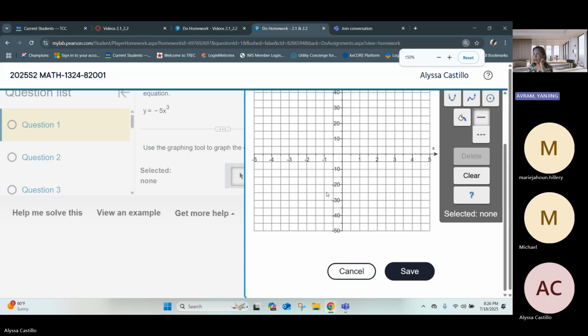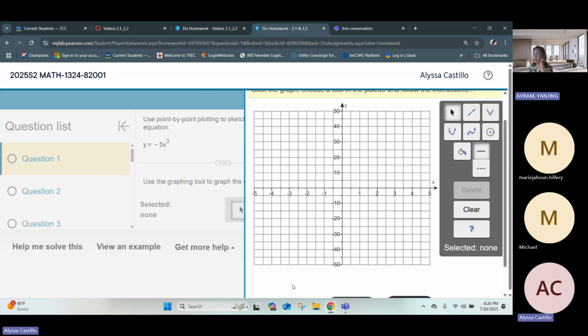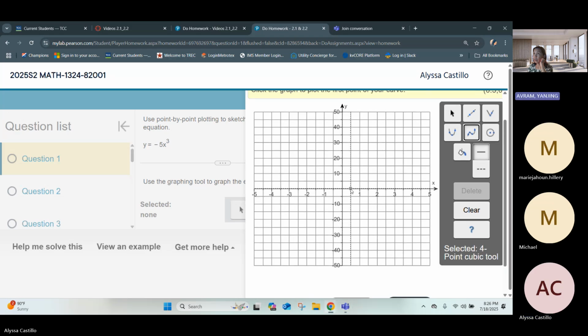Okay, and then you go to the tool. So that's better. Now you go to the tool, go to the cubic tool. You have to choose a cubic tool. Okay, so 0, 0 is the one point. Okay, so that's one point. And then when x is 1, y will be -5. So 1 and -5. No, that's not a 1. Okay, and click.